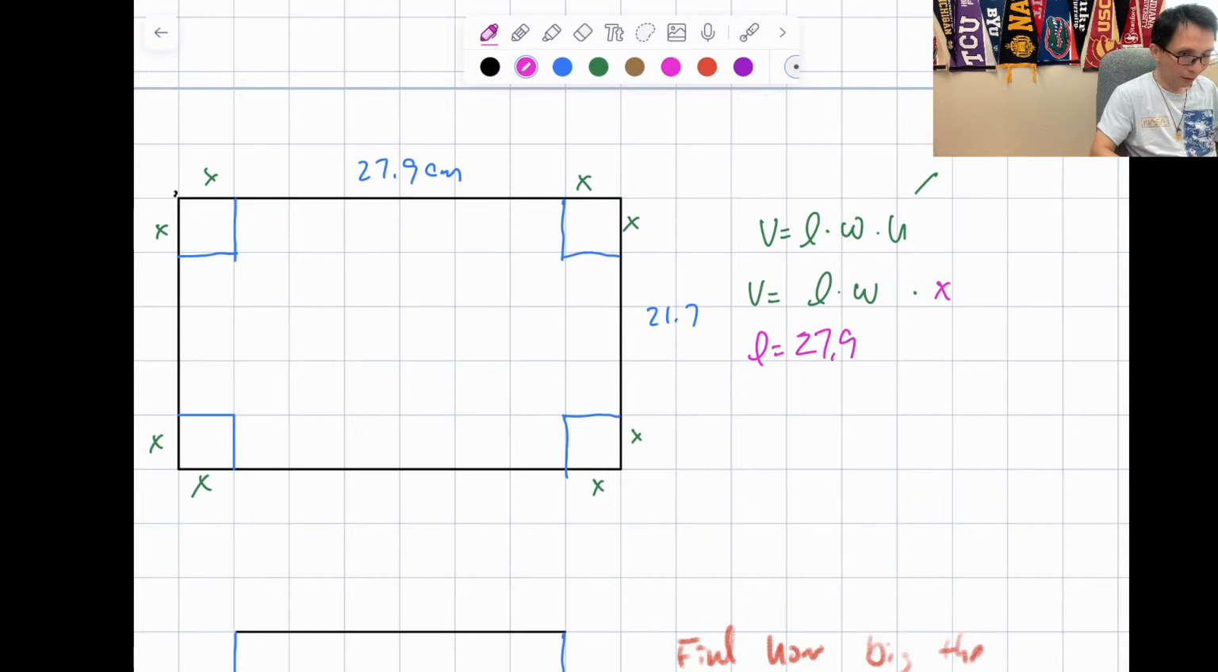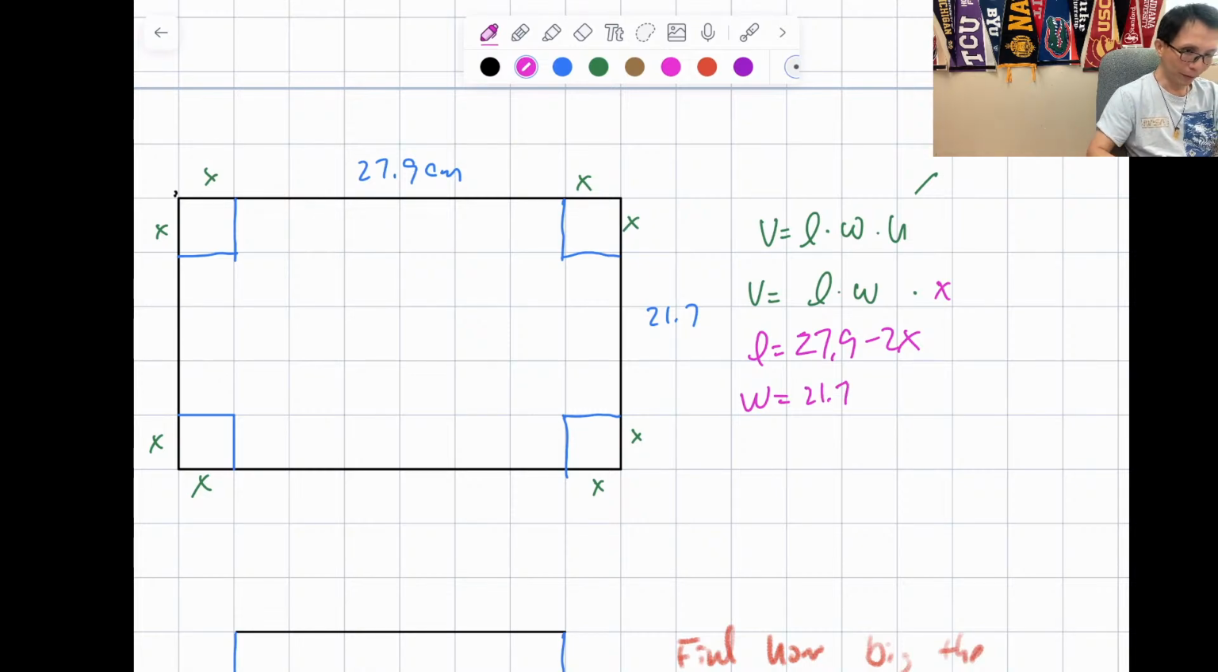27.9. It's minus x? Minus 2x. Oh, because you couldn't choose that. Because you cut off on both sides, right? You cut off on both sides. Is that okay? Yes.